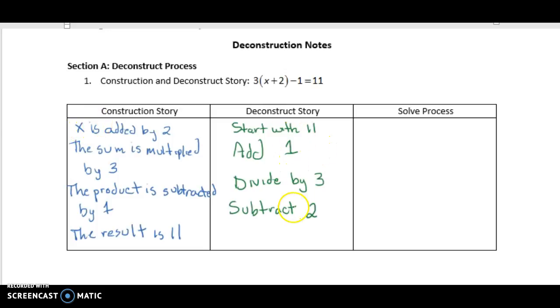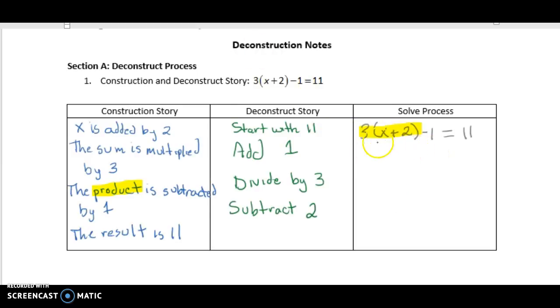So now that we've written our deconstruct story, we can use it to actually solve the equation and find out what the value of x is. We rewrite the problem so we can have it written out for us. We're starting with 11, so that's what the statement says. And we add 1. And when we add 1, we again know that this is going to be a product. And that product sits right here in our equation.